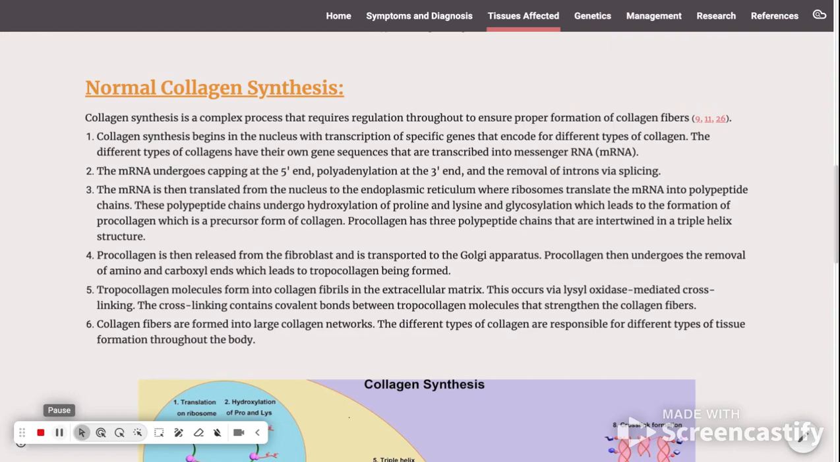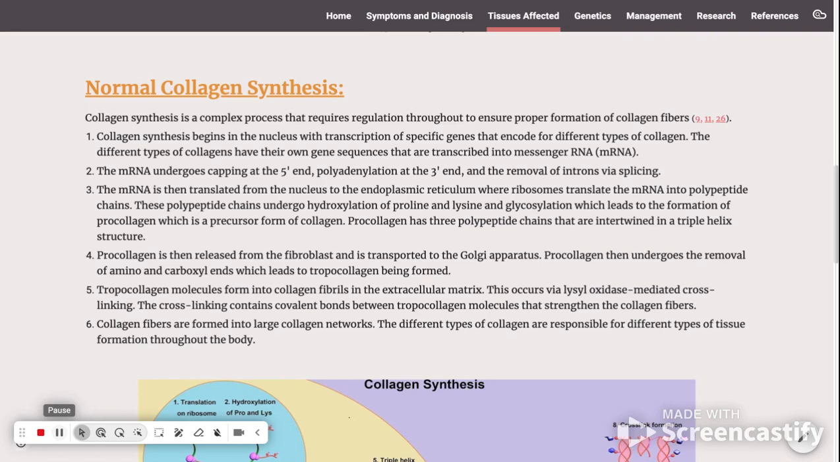So as this polypeptide chain continues to grow, it will fold into specific 3-dimensional structures, and then it'll be inside the endoplasmic reticulum where the polypeptide chains are modified and undergo hydroxylation of those amino acids by enzymes such as that lysyl hydroxylase that was discussed. And these modifications are crucial for stabilizing the collagen triple helix structure. So these modified polypeptide chains are now called procollagen and will undergo further processing and folding, and eventually will lead to tropocollagen being formed. And this tropocollagen molecules will be what forms into the collagen fibrils in the extracellular matrix.